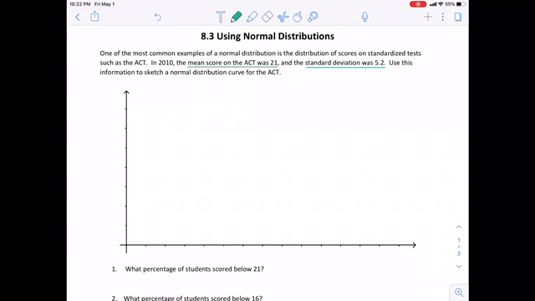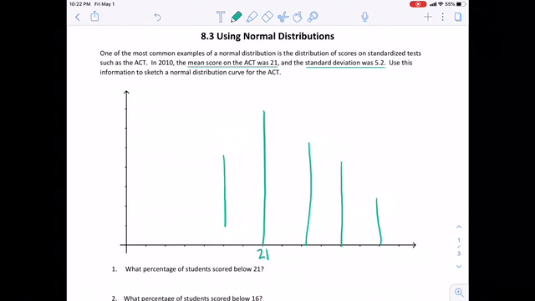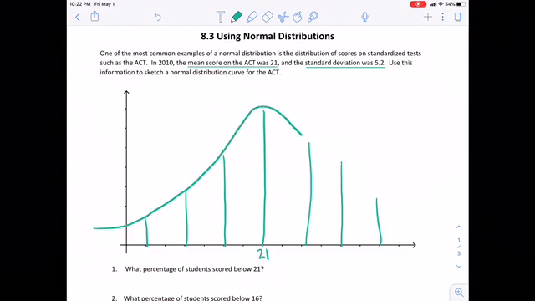So remember that when we sketch the normal distribution, we have to start with our middle line right here, smack dab in the middle. And that's going to represent our mean, which in this case is 21. Then, remember, we go 3 lines up, and we go 3 lines down. And remember, it's always 3 lines up and 3 lines down every single time. So here's my normal curve looking something like this.